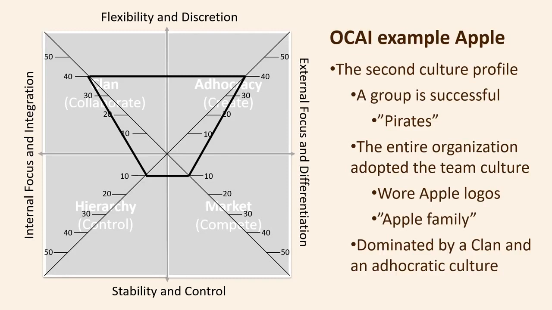Employees wore Apple logos on their clothes, had Apple bumper stickers on their cars, and spoke warmly of the Apple family. Apple came to be a highly cohesive clan. Apple's culture was dominated by a clan and an adhocratic culture, and placed in the upper left and right quadrants.